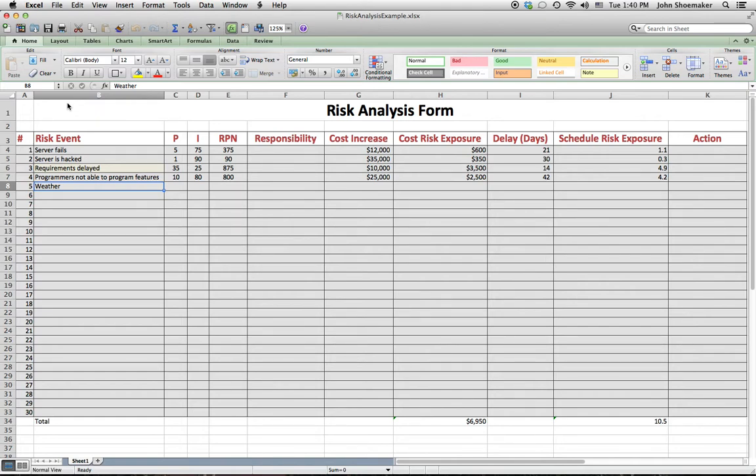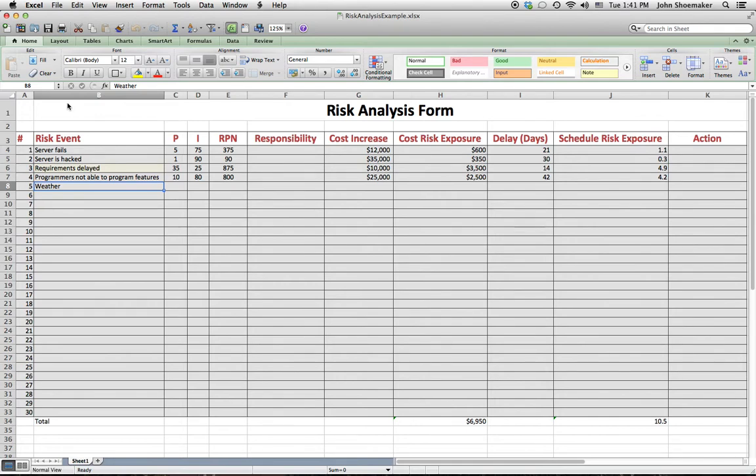And you'll notice I've entered values in for each of the 5 risk events that I've put in here. The first is server fails, and I put a probability of 5. Now these probabilities are expressed as percentages, so that would be 5%. Server is hacked would be 1%. Requirements delayed would be 35%. And programmers not able to program features would be 10%. Okay? So even though they're written as numbers, keep in mind that they're actually percents.